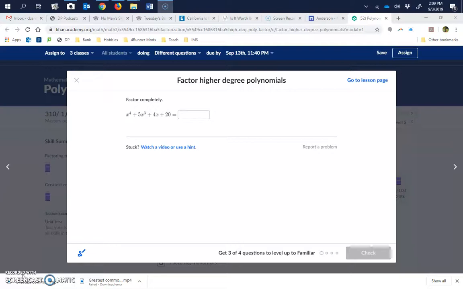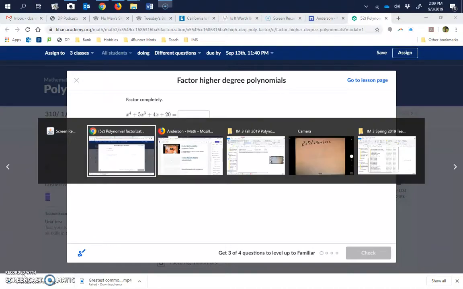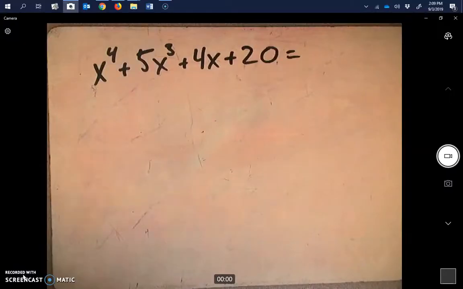So if you watch this video and it's not good enough for you, you'll see a couple more links in the webpage text to watch other videos that should clarify it more. So the question here says factor completely x to the 4 plus 5x cubed plus 4x plus 20. I have that written down right here.